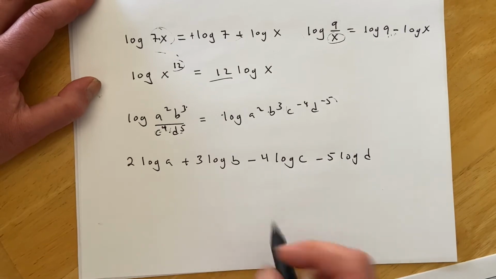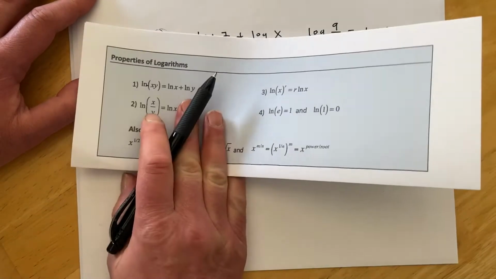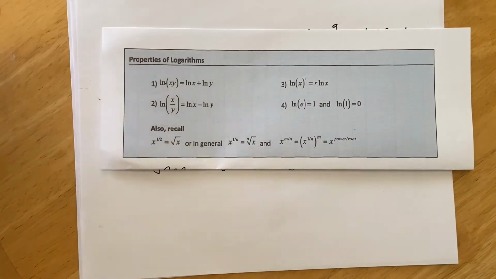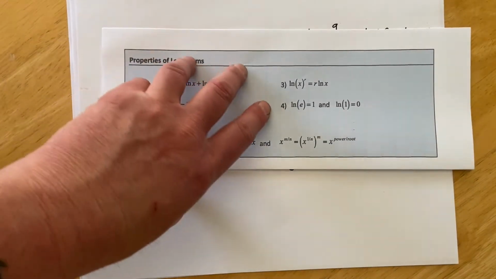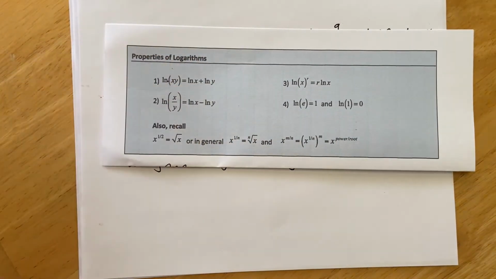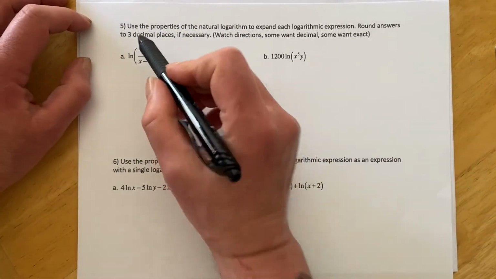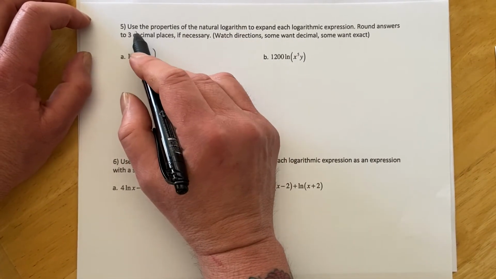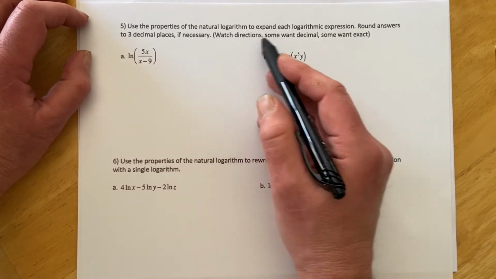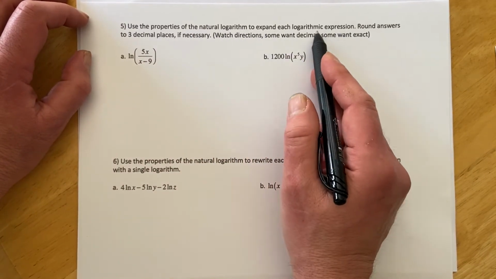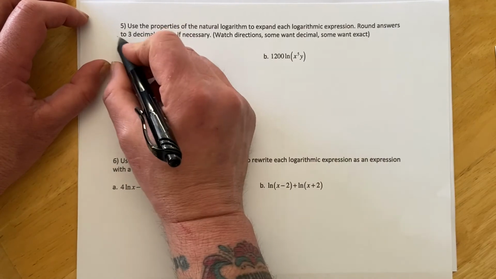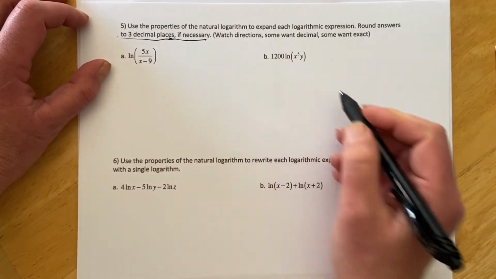So that is an easy way to think of those three properties together rather than kind of three distinct things. So let me show you what they'll look like on the homework. The directions on the homework vary a little bit. There's one version that says use the properties of natural logs to expand each logarithmic expression. Round answers to 3 decimal places if necessary.